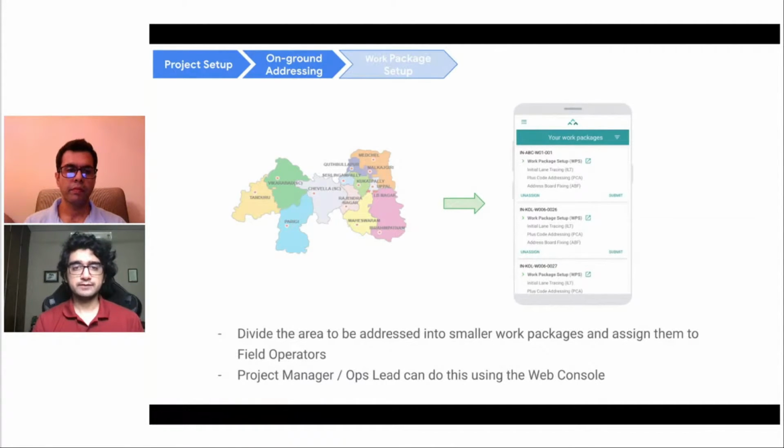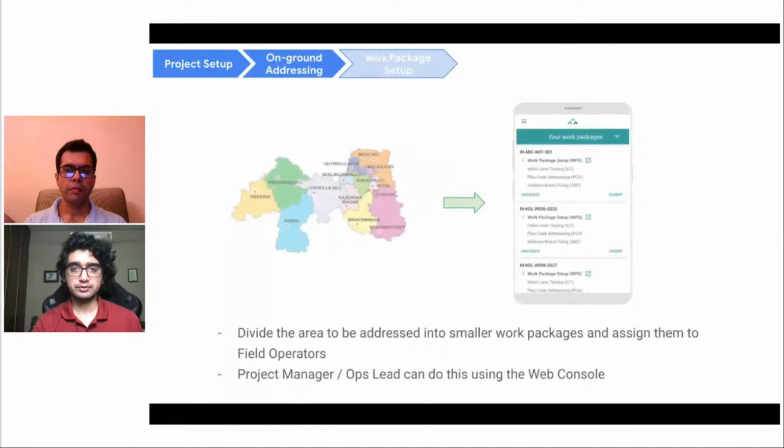So once the project setup is completed, we move to the next phase of on-ground addressing. The first stage in this phase is called work package setup. The area to be addressed is divided into smaller subsections called work packages via the web console. Each work package has a clearly defined boundary. Once these work packages are set up, the project manager or the ops lead can then assign these work packages to the field operators using the web console.